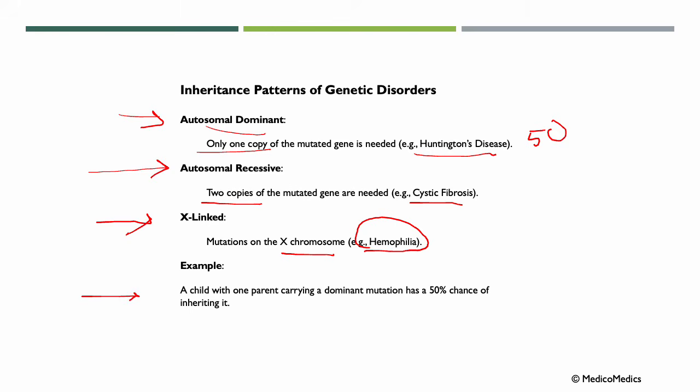So, for example, if one parent carries a dominant mutation, each child has a 50% chance of inheriting it, while recessive conditions require both parents to be carriers for a child to be affected.